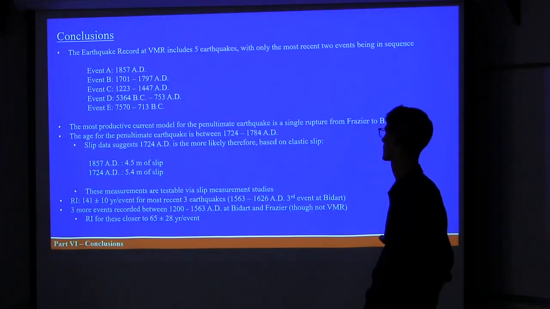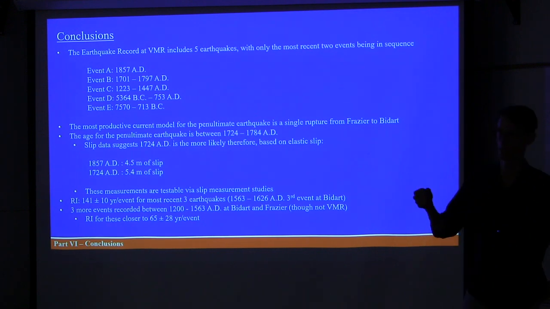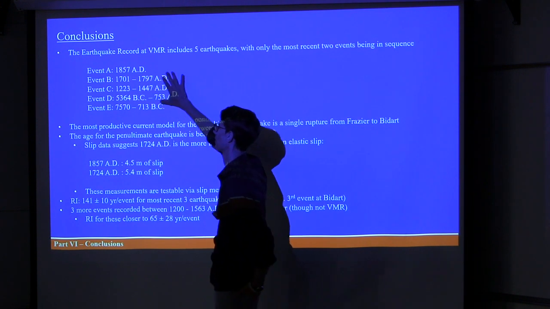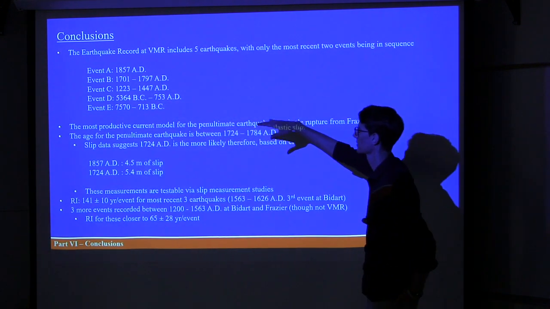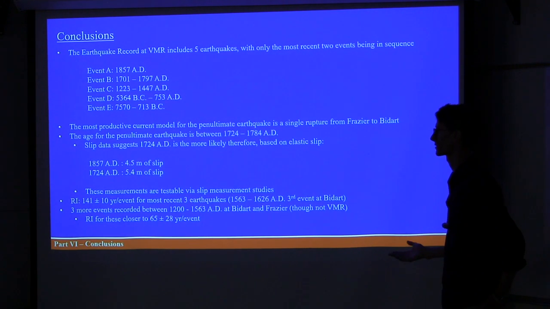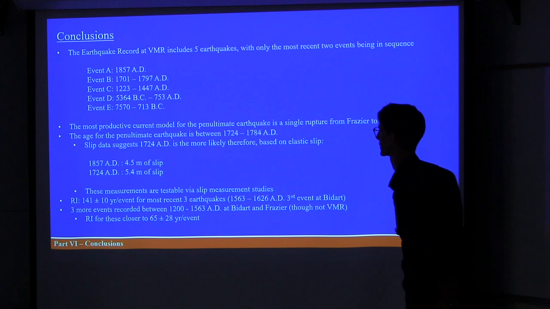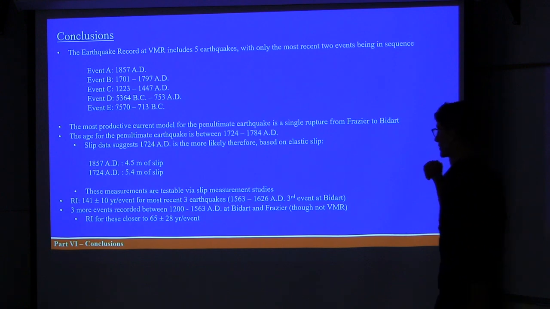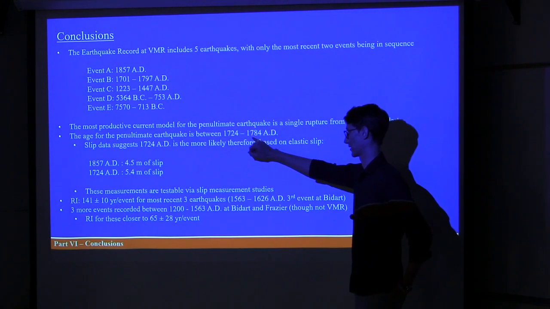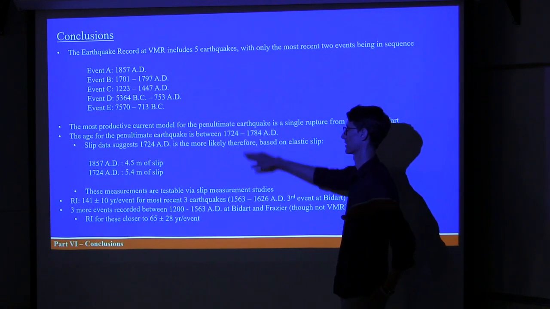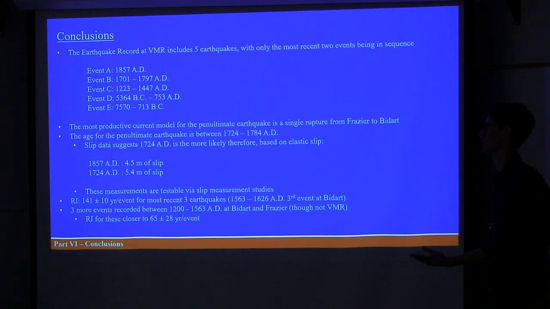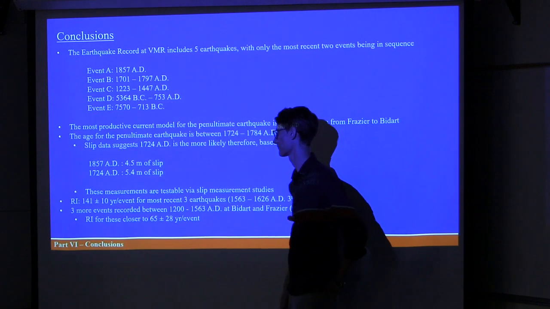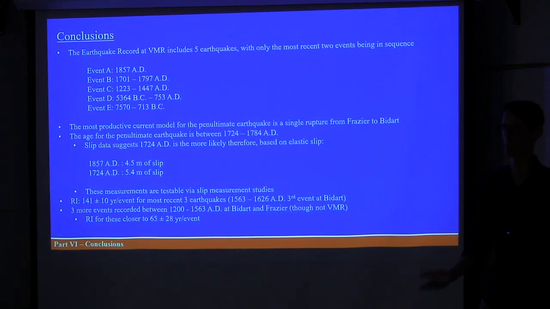So to conclude everything, taking it back to the solid data that this site was able to give us, using only ages from VMR, we have our earthquakes constrained to these very specific ages, with events C, D, and E being out of sequence. As I said, I believe the most productive current model for the penultimate earthquake is a single rupture from Fraser to Bedart, which in that case would constrain the earthquake age to this period, 1724 to 1784, and that using elastic slip, you should expect these kinds of measurements of displacement for those earthquakes. These measurements are testable, like I said, via slip measurements.